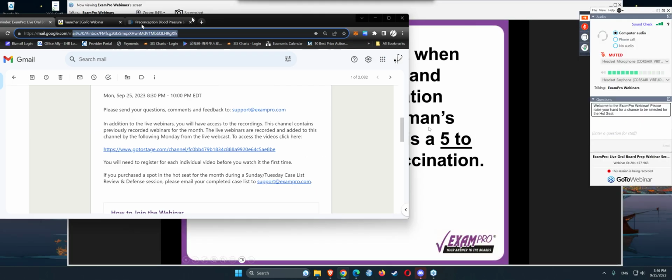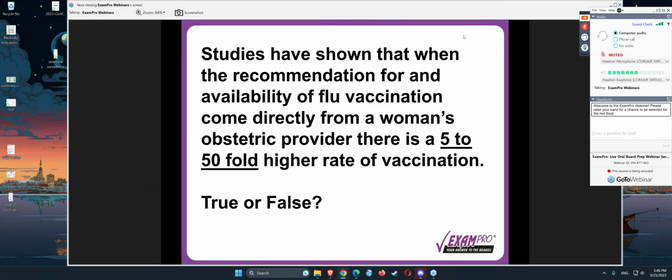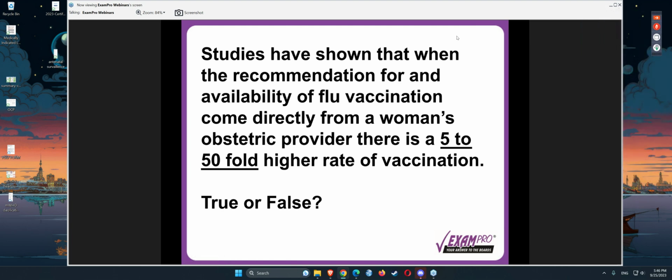So this is a true-false question. I don't know how often something like this will come up in the exam, but they can certainly ask it in a different way. So here's the question, Dr. Bautista. Studies have shown that when the recommendation for and the availability of flu vaccination come directly from a woman's obstetric provider, there is a 5 to 50-fold higher rate of vaccination. Do you think that this is possibly true, or probably false?